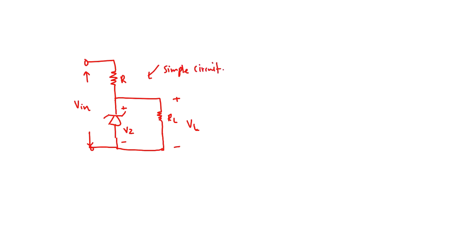That's it. So as soon as V in is equal to or greater than VZ, your zener diode conducts a current from cathode to anode, here the IZ, and the voltage across it, VZ, which is the voltage VL, is there.